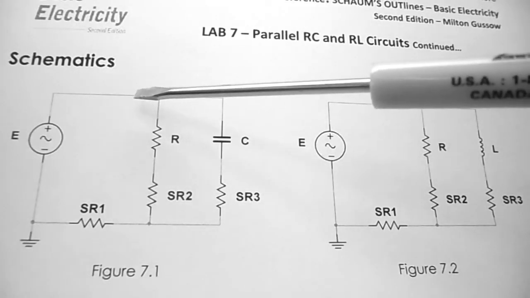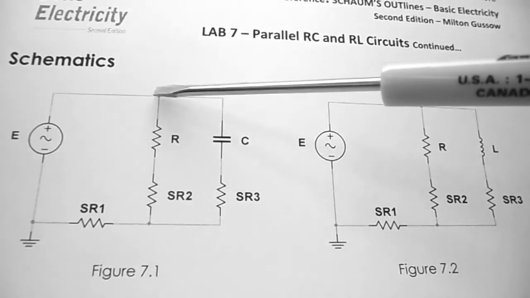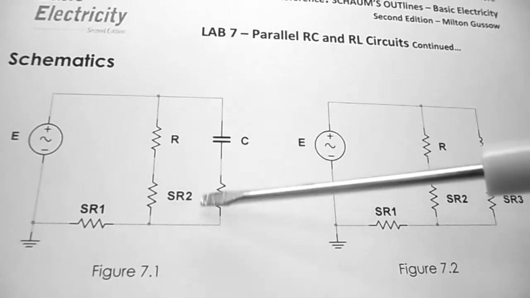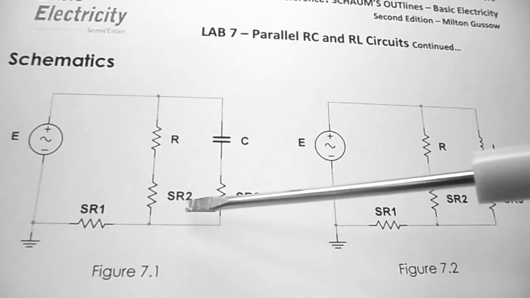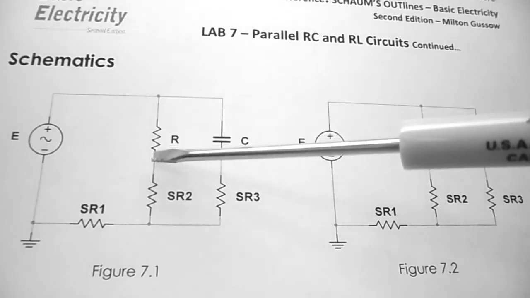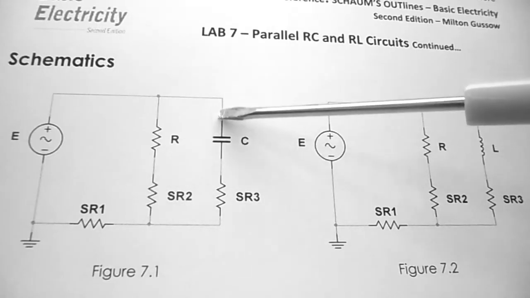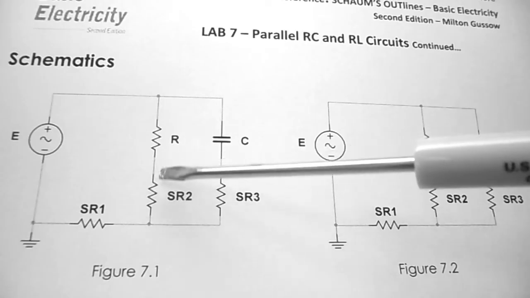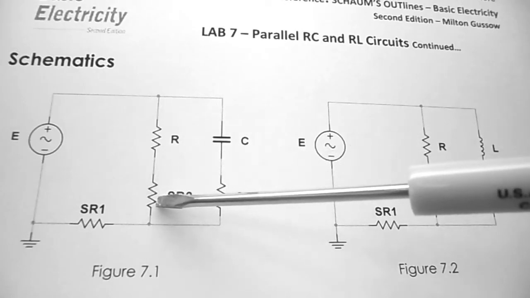Now keep in mind, when we have a parallel circuit, the voltage across both components will be the same and have the same phase angle. The current will be different through each branch of our circuit. So in order to see the current, we're going to use a small sensing resistor, typically of about 10 ohms.